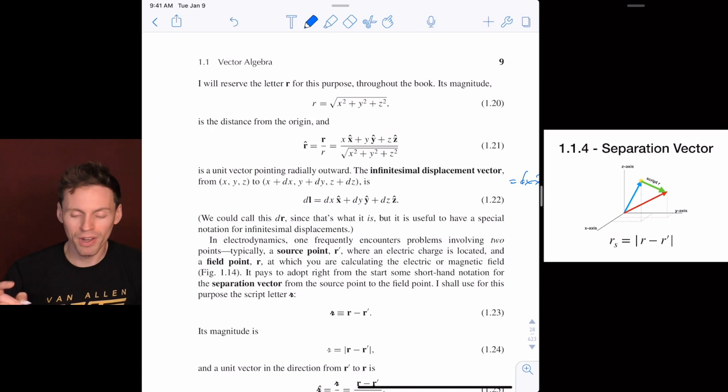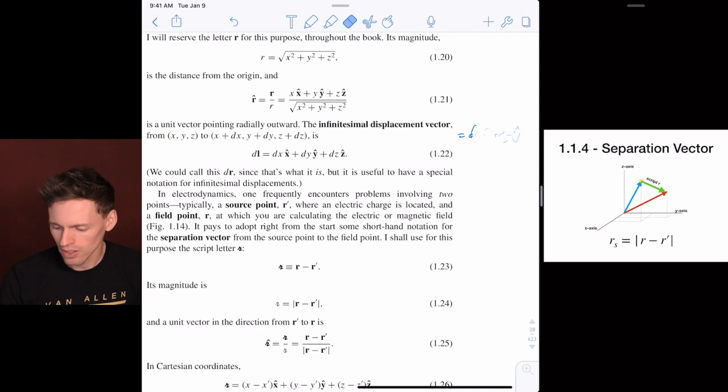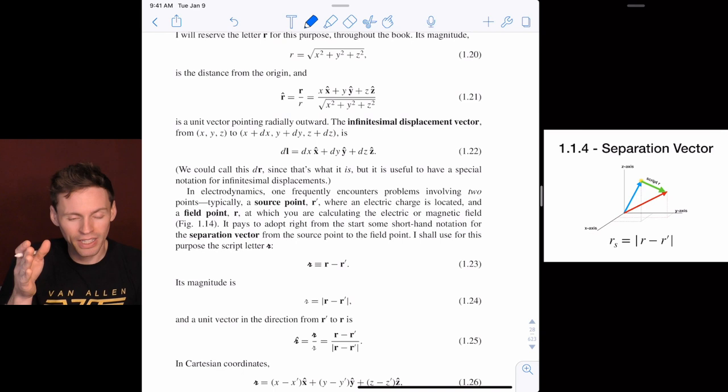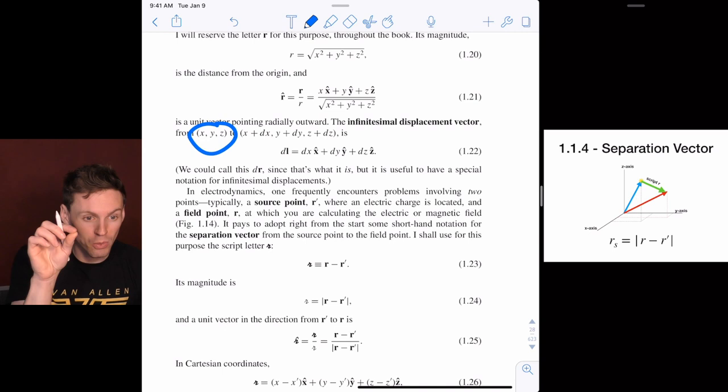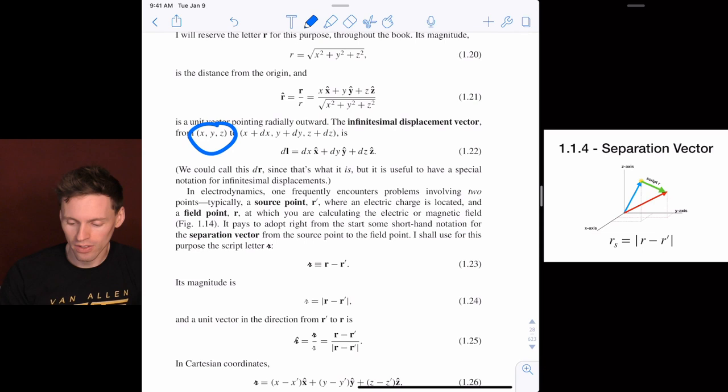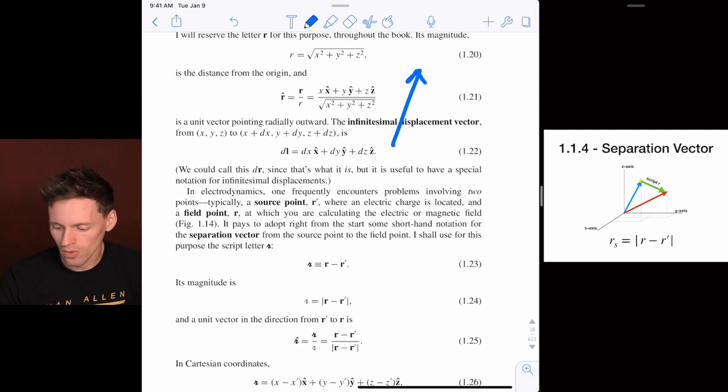The next thing you care about is this displacement vector here, the infinitesimal displacement vector. Sometimes we want to say we're pointed in the r hat direction, but then sometimes we want to say we're going to start to move in this direction a little bit. So if you want to go from some location x, y, z to some slight other location x plus dx, y plus dy, z plus dz, you're going to have some vector like that, and you want to move this vector to there.